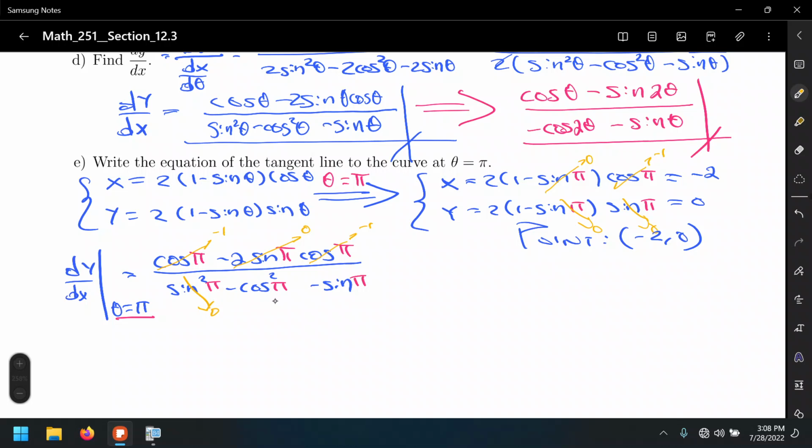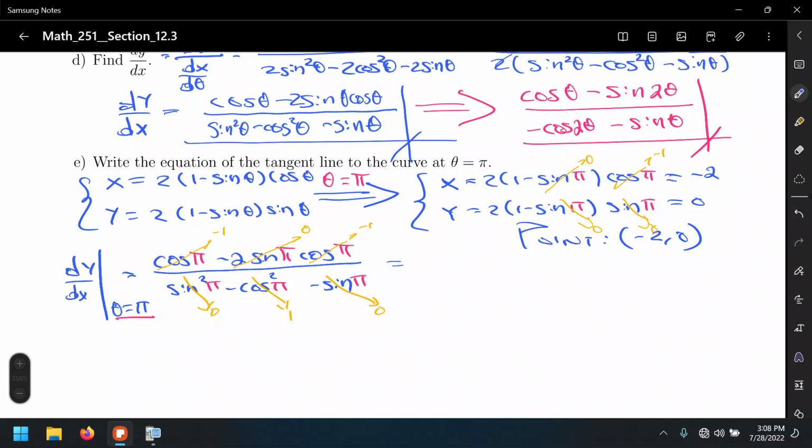And cosine pi, which is -1. But keep in mind that -1 is being squared because of this exponent. -1 squared will be +1. But be careful because we have a negative in front of it. Alright, so let me call this first a +1, which will be affected by the negative later on. And negative sine pi, that's a 0.